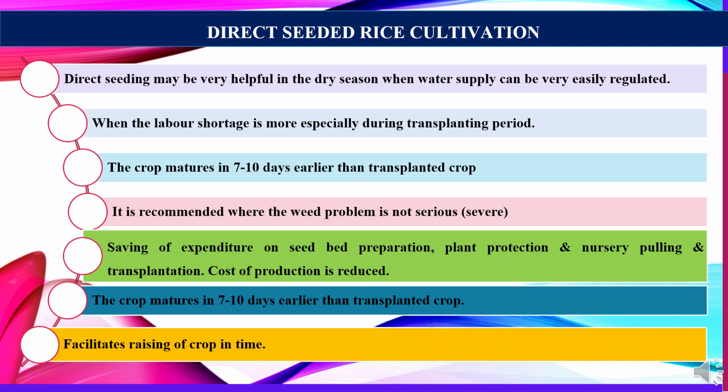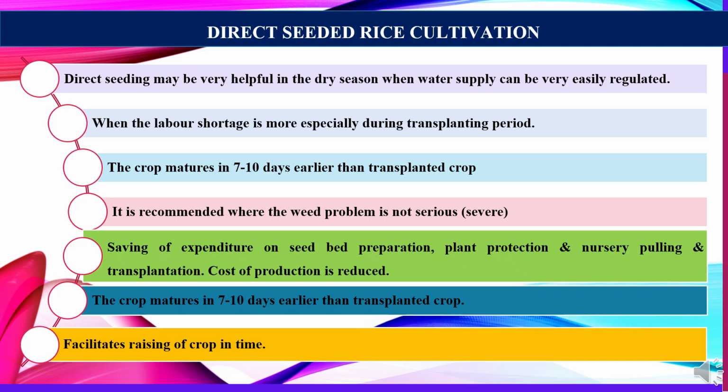Cost saving. Eliminates the need for seedbed preparation, nursery management, and transplanting operations. Reduces expenditure on plant protection associated with transplant shock and handling. Overall cost of production is reduced compared to the transplanting method. Timely sowing. Enables quicker crop establishment, ensuring sowing is done at the optimal time for higher yield potential.